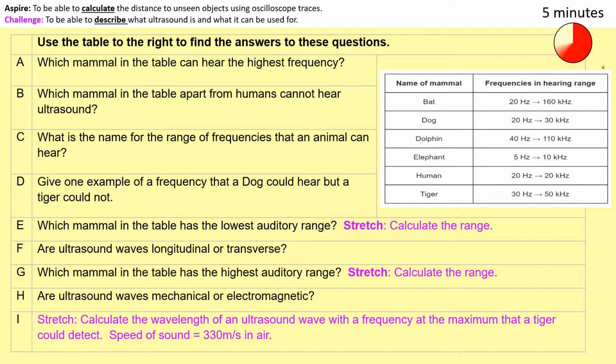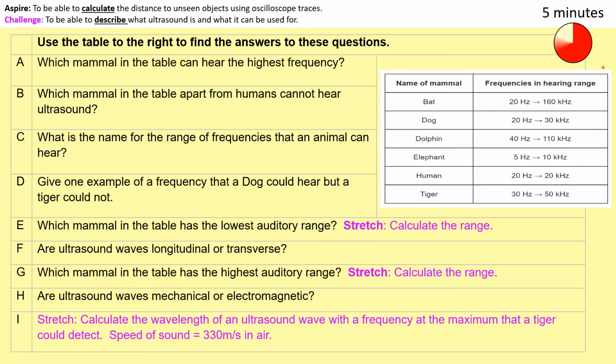Okay, you've got about 1.5 to 2 minutes left. So, part E, which mammal in the table has the lowest auditory range? Again, just looking to find out which one can, by range, remember, we mean the difference. So you're just going to have to calculate some ranges and see which one is the lowest.